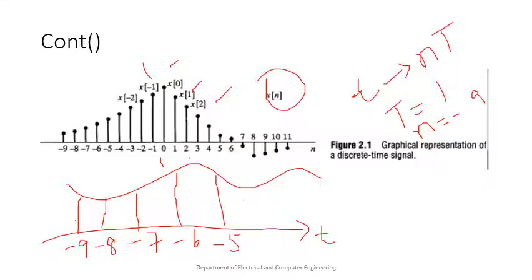So this is periodic sampling, and this goes on. You see the gap between these two samples is the same. That's why we call it periodic sampling. We are picking up samples after regular intervals of time, after a specific period, that is T equal to 1. So this is the graphical representation of a discrete time signal.